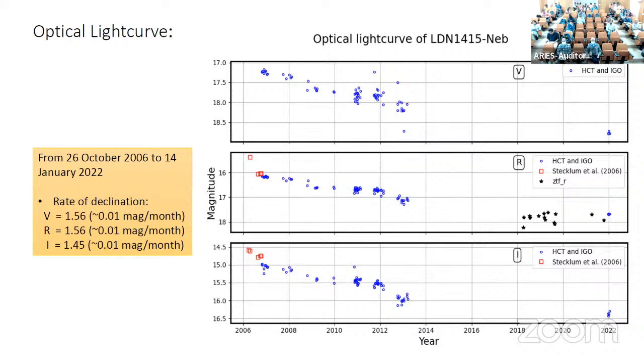So, from analyzing these three wavebands, we see clearly that the source has been going into quiescence with almost the same rate. The rate varies at the third order. The amount of magnitude that the source has declined is 1.5 in V and R band and 1.45 in I band.